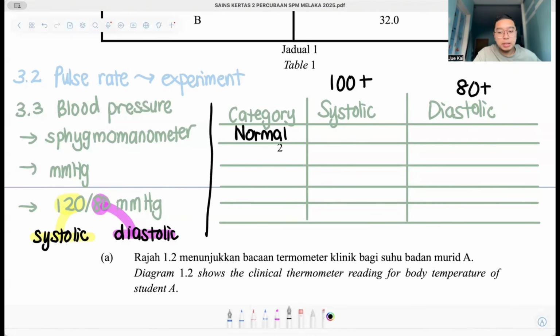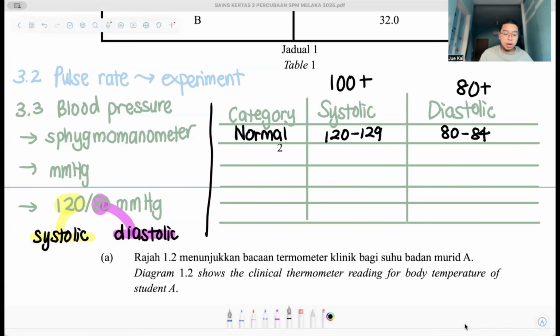Don't open the textbook. Good job, Venice. Good job, Qixuan. So obviously it's 120 to 129. Okay, good. Got basics. How about diastolic? Good job. It's 80. If you forget, open the textbook. If you still remember, don't open the textbook. So it is 100. Oh, not 100, sorry. It's 80 to 84. So this is the normal one.